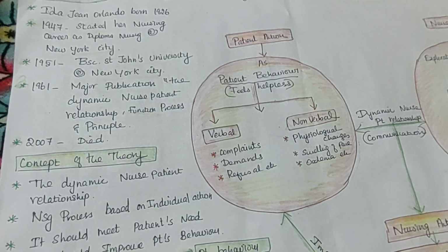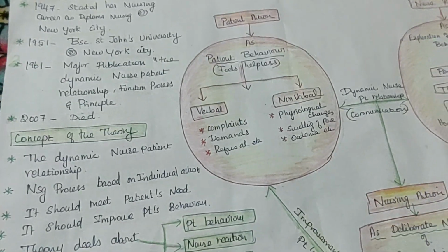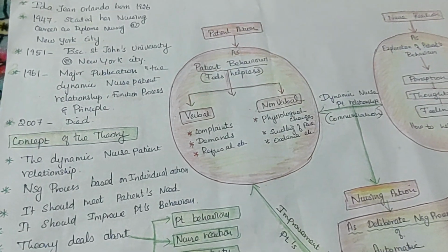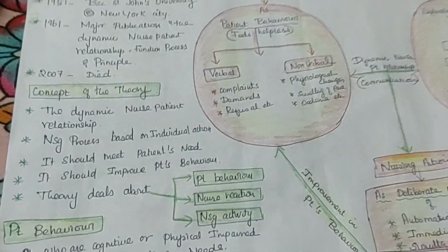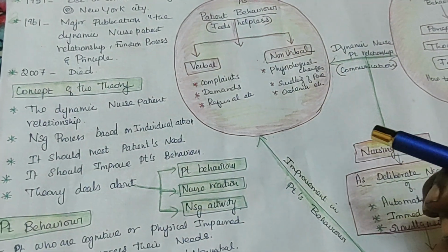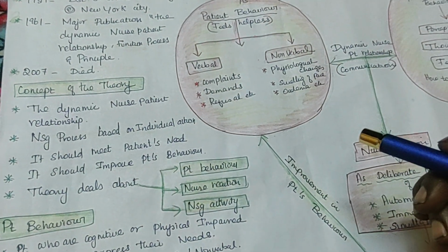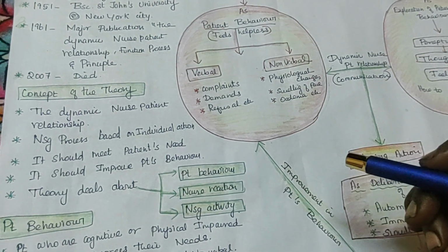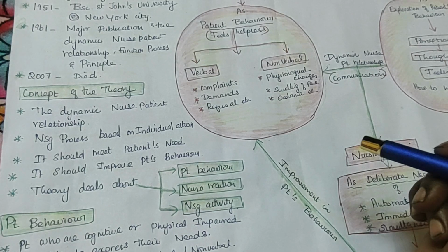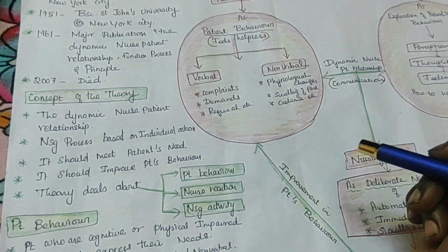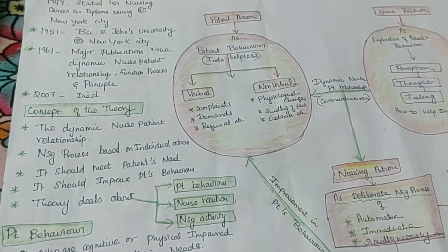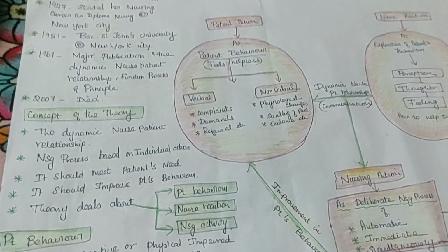She died in 2007. The main concept of her theory is the dynamic nurse-patient relationship. This relationship is based on three things: patient behavior, nurse reaction and nurse activity. The nursing process should be unique because she says every individual is unique. The nursing process should meet the patient's need and improve the patient's behavior as the end result.